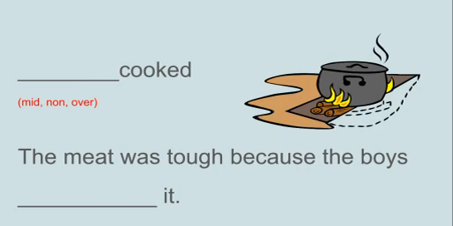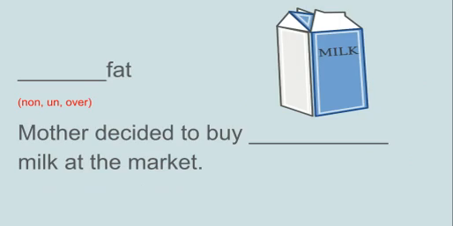Now we have the root word cooked. Let's look at the sentence. The meat was tough because the boys blank cooked it. Let's try the prefixes. Midcooked it, noncooked it, overcooked it. If they overcooked it, that would make it tough, wouldn't it? So let's try over. Overcooked. The meat was tough because the boys overcooked it. That makes sense in our sentence.